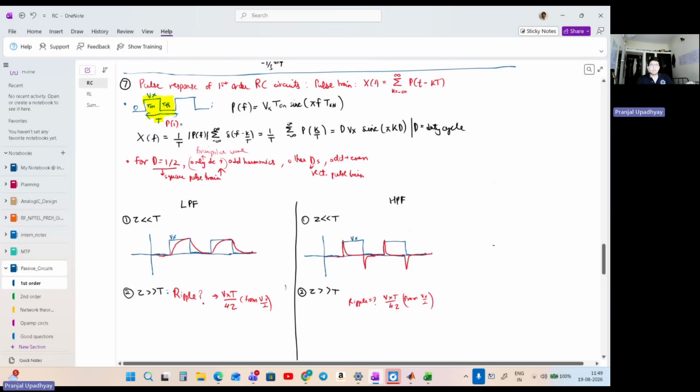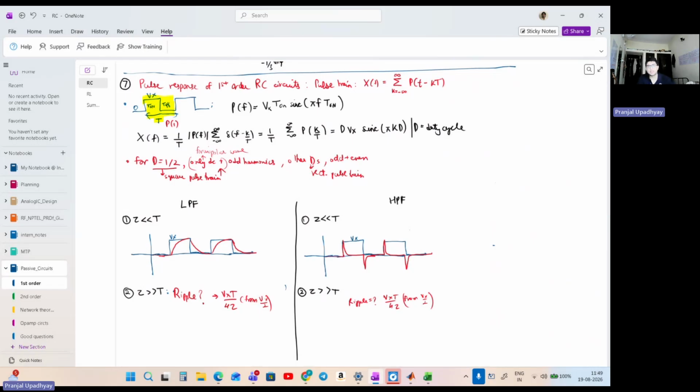Cool. And here I have just written some things. For example, a pulse chain can be defined by this expression, where this function p of t is basically this guy.